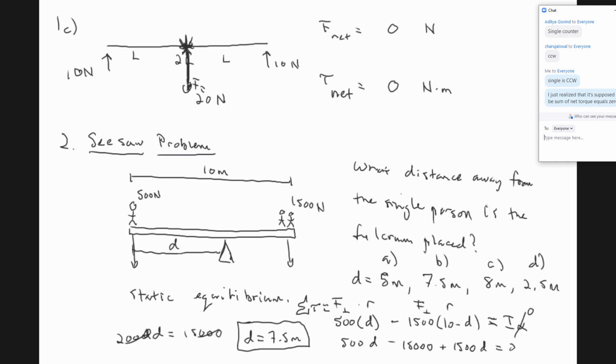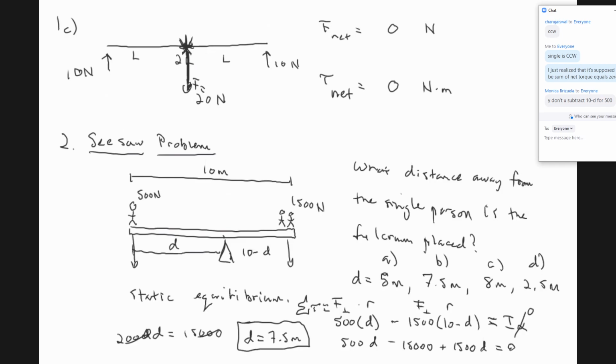Amazing. You're doing physics. All we're doing is perpendicular force times lever arm. The whole length was 10, and if the distance from the pivot point to where the single person is D, then you subtract it. So it's 10 minus D for this distance.